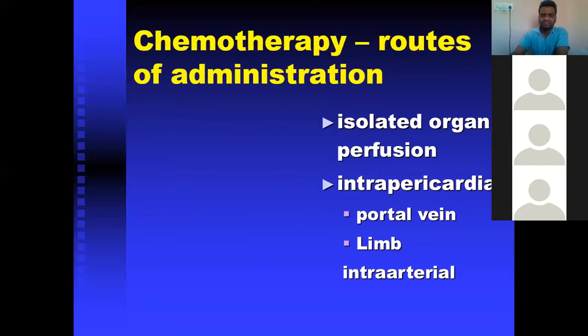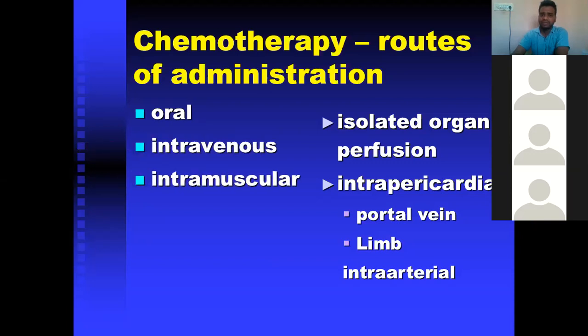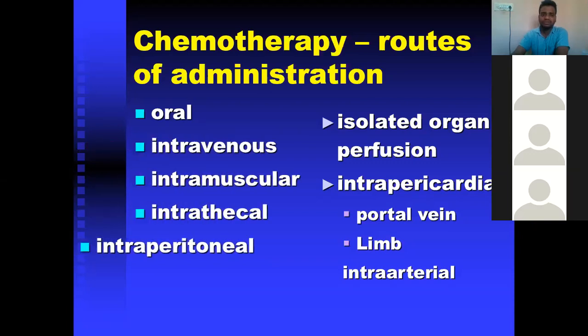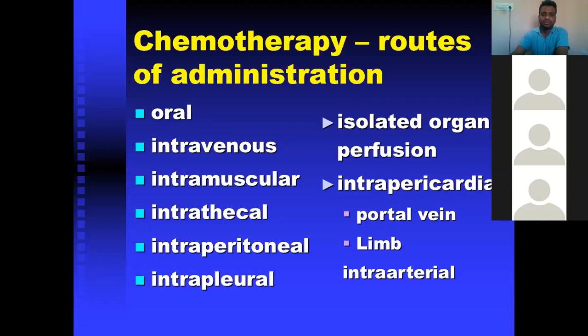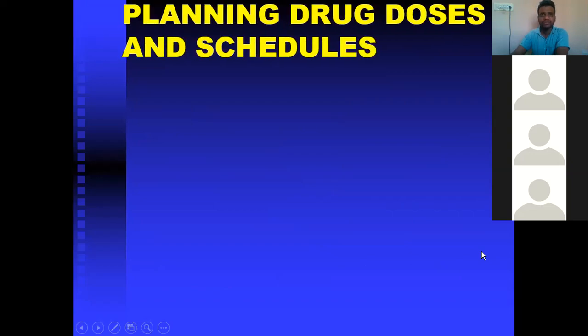So route of administration, as I was telling, it can be oral, intravenous, intramuscular, or intrathecal, or intraperitoneal, intrapleural. So depending on what kind of cancer it is, then it can be isolated organ perfusion, or intrapericardial, or sometimes in the portal vein, or intraarterial. I hope you know all these routes of administration from your pharmacology first year.